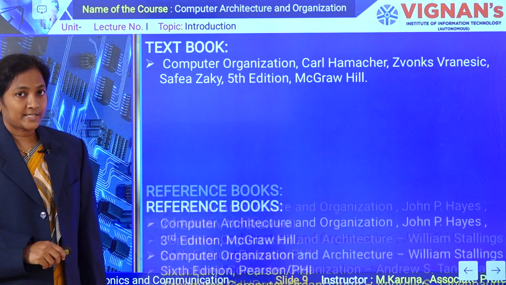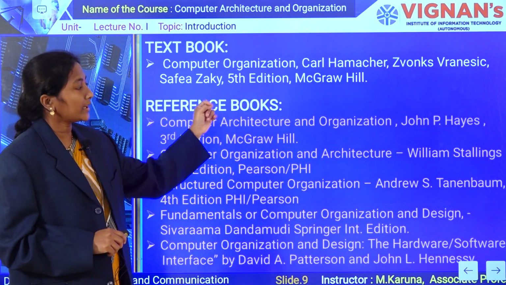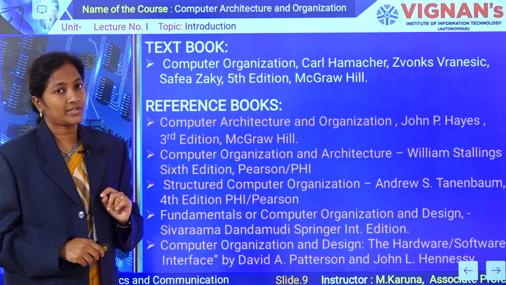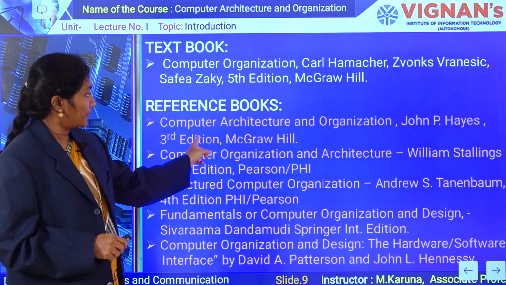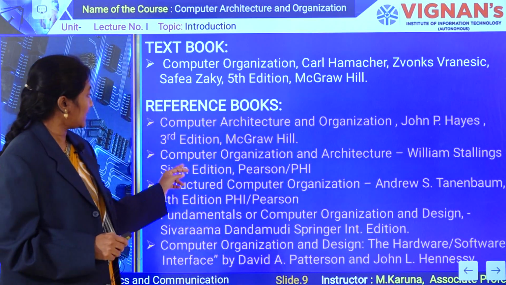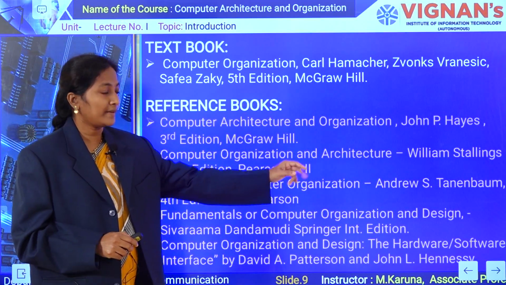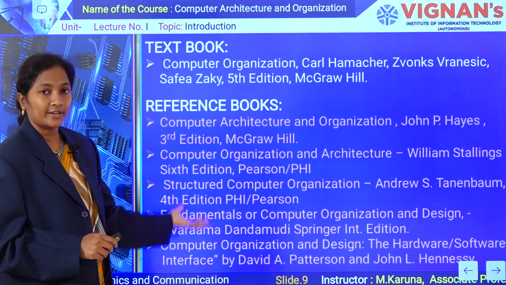These are the textbooks we have to refer. This is the prescribed textbook, Computer Organization by Carl Hamacher, 5th edition. And these are the reference books, Computer Architecture and Organization by John P. Hayes and Computer Organization and Architecture by William Stallings. You can follow any book out of all these reference books.